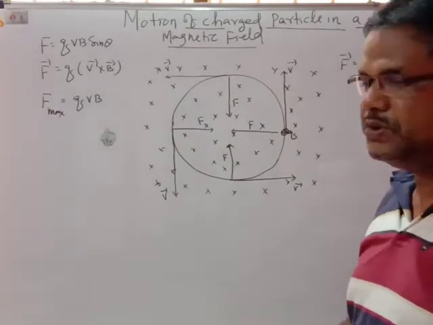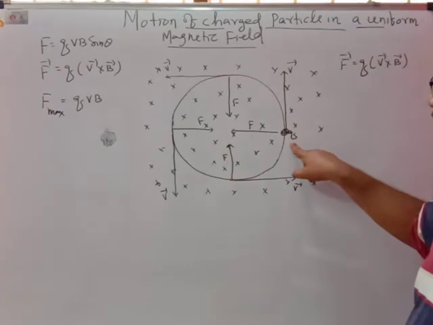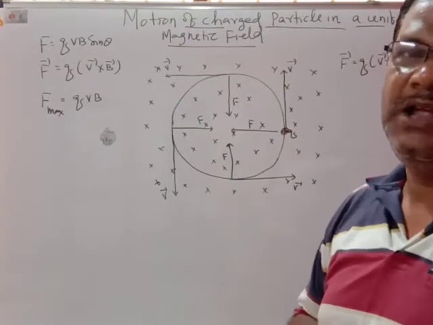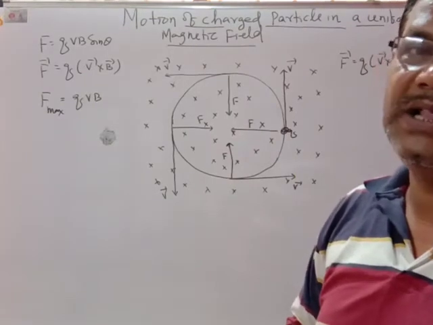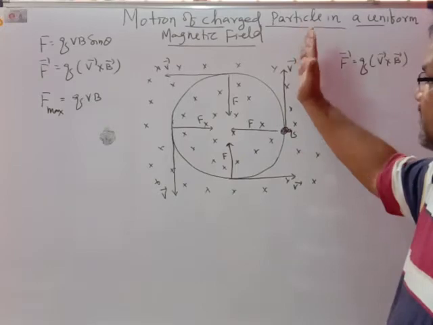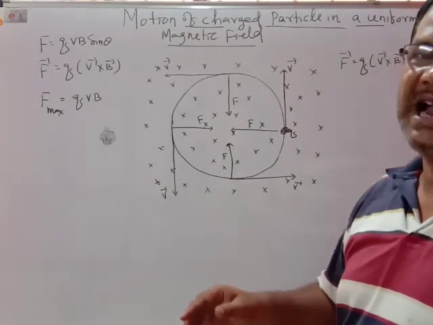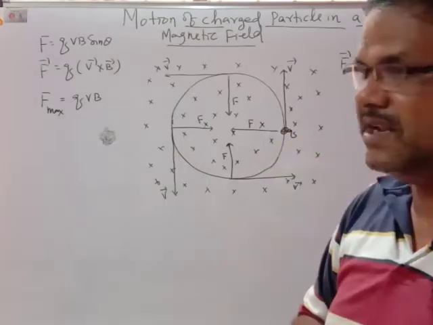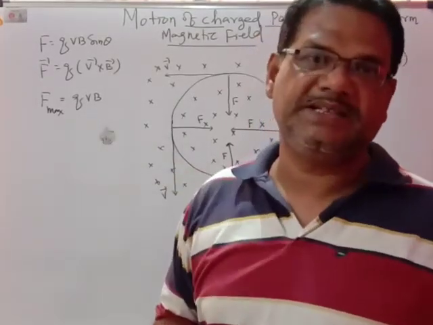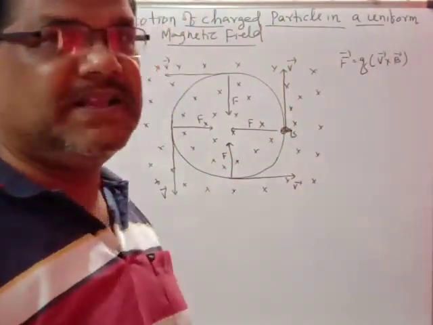Now we are firing a charged particle of charge plus Q into the magnetic field, entering it normally. Normally means Q is moving with velocity V, making an angle of 90 degrees with the direction of the magnetic field. Clear? That means you are firing the charged particle perpendicularly. What will happen? As per this rule, the maximum force will be experienced by the charged particle.